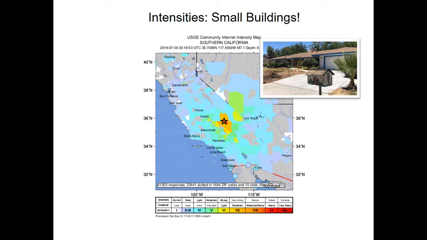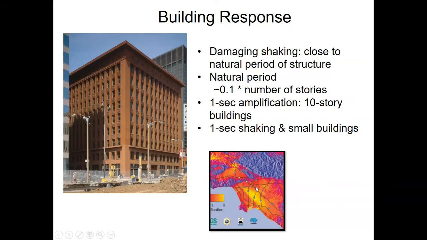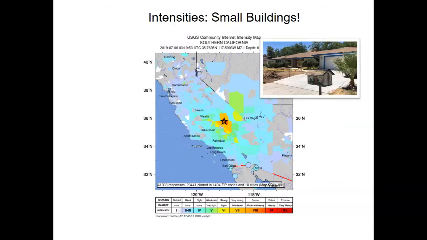But an intensity map is not showing you shaking at 10-second period. It's showing you what the shaking is at the frequencies that affect houses like this mostly. It's showing you shaking at maybe 3 hertz to 8 hertz. So there's already a disconnect. This map shows you what's going to happen at 1 second period, whereas this intensity map, and the maps that we look at, are not at 1 second period. They're showing you the shaking at higher frequencies. So that turns out to be quite important.